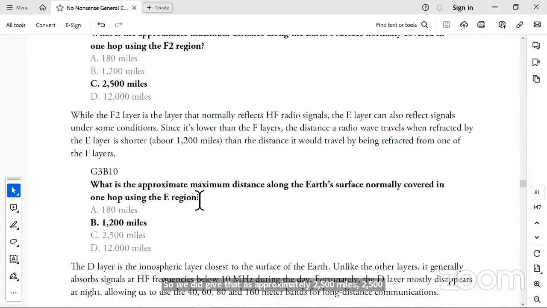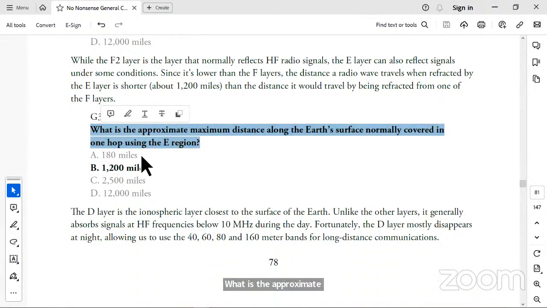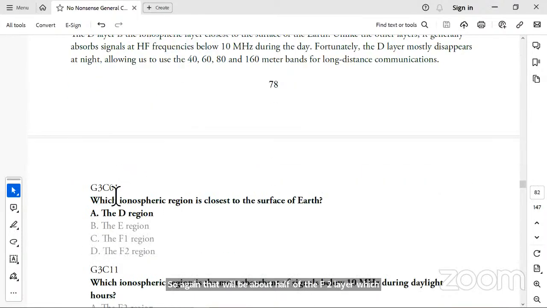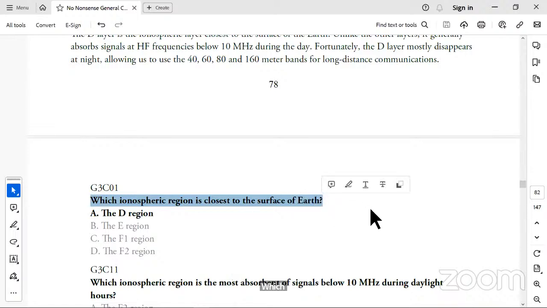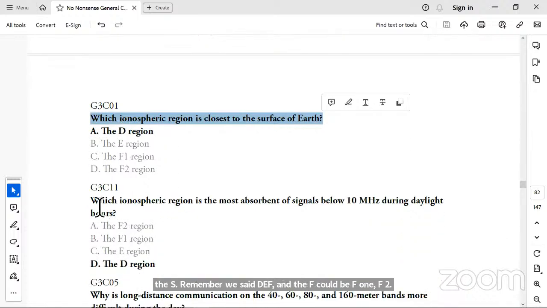What is the approximate maximum distance along the Earth's surface normally covered in one hop using the E region? Again, that will be about half of the F2 layer, which is approximately 1,200 miles. Which ionospheric region is closest to the surface of the Earth? Remember we said it's D, E, F, and the F could be F1 or F2. So D is the one that's closest to the surface of the Earth, and that's the answer.